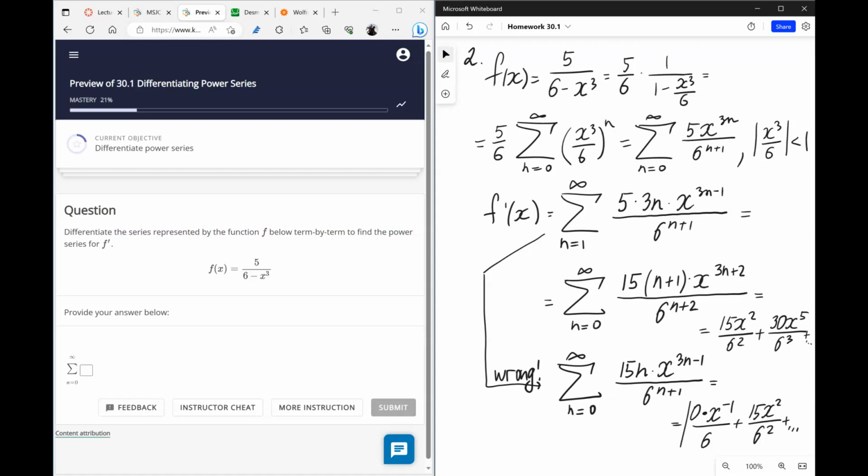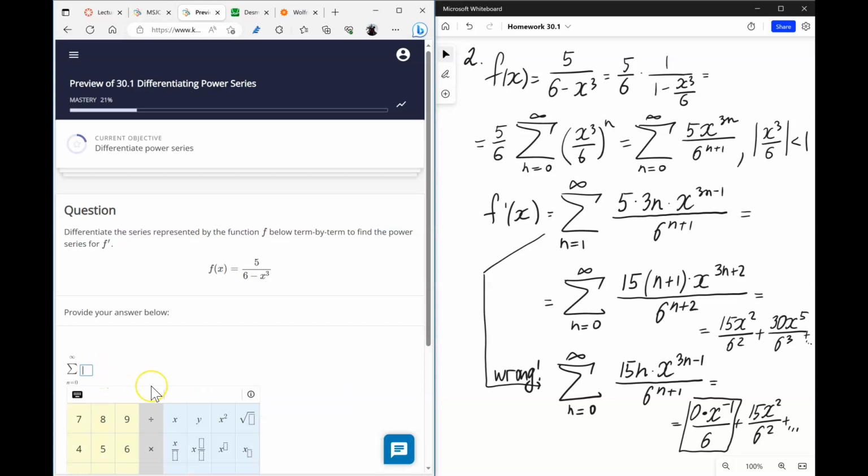So the difference is in this first term. Having a negative power of x makes no sense. It's not a power series. It has a different name, and we do not study this phenomenon in this class. So Newton needs to fix it, but in the meantime I will be entering the wrong answer just so we can move on.